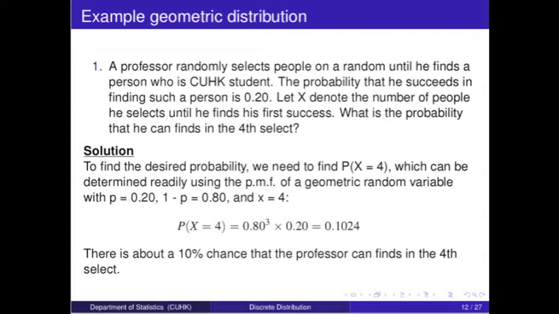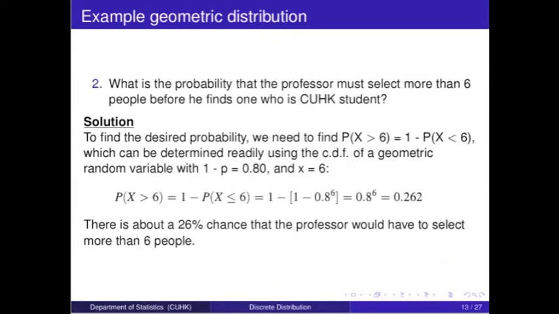To calculate the answer, we can use the PMF of a geometric random variable with p equals 0.2 and 1 minus p equals 0.8. And we can get the answer that there is almost a 10% chance that the professor can find one in the fourth selection.